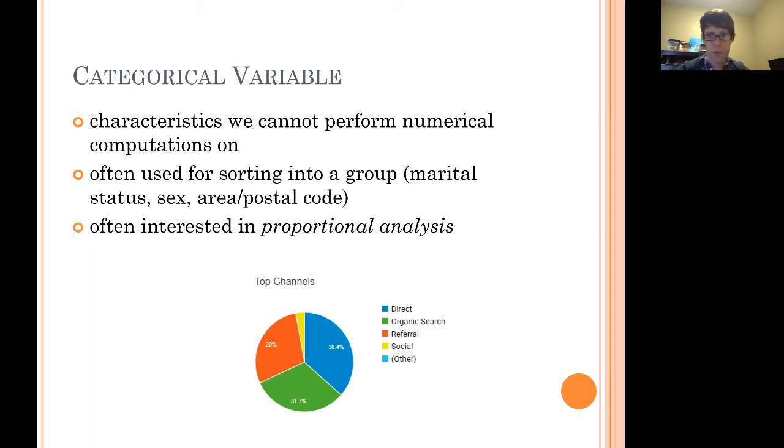Some other examples I have on the slide: marital status, married, common law, single, in a relationship. It's complicated. That kind of stuff, right? We're sorting people into different boxes. We can count the number of people in those boxes and do a proportional analysis on that kind of stuff.